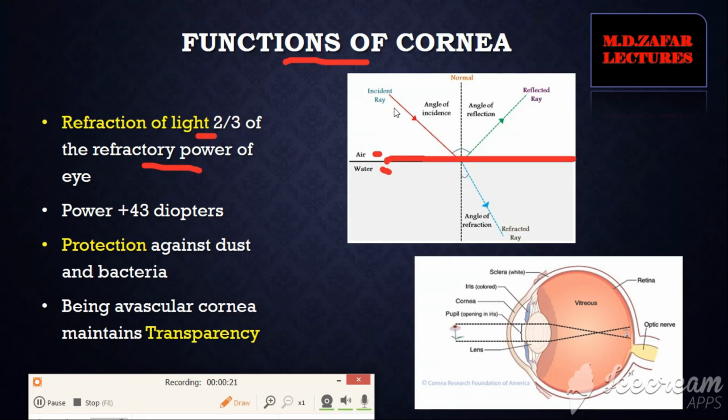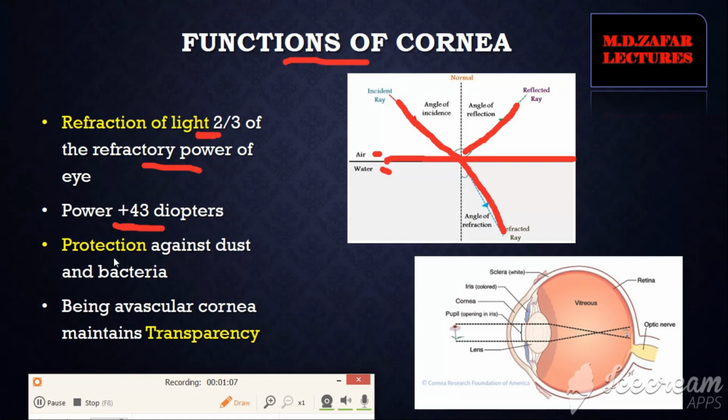Whenever an incident light comes over, it can either get reflected back or it can get refracted. Now this refraction is important in the eye because, as you could see, as this is a flower, as our eye sees it, the light that passes through the cornea is refracted over the retina so that an image can be perceived in our brain. If the light would have reflected, we will not be able to see anything. So this is the refraction of light, and positive 43 diopters is the refractory power, and it is 2/3 of the total optical refractory power of the eye.